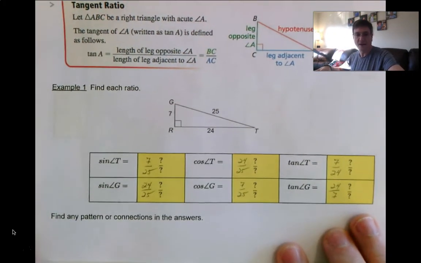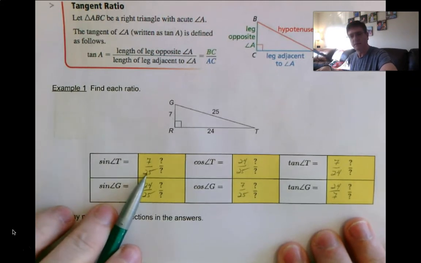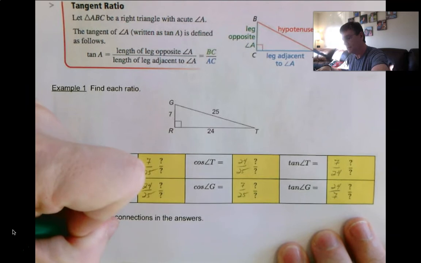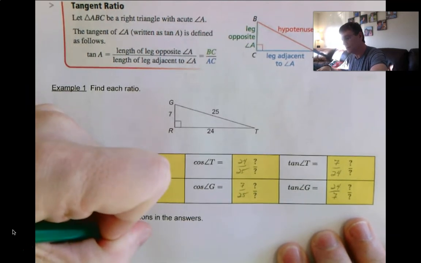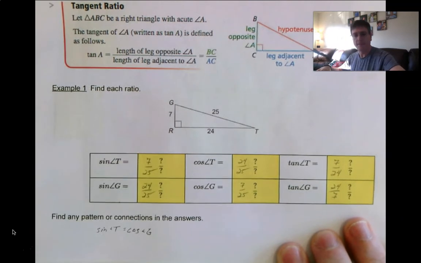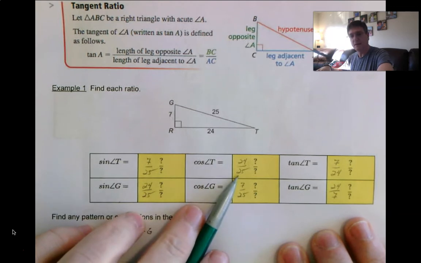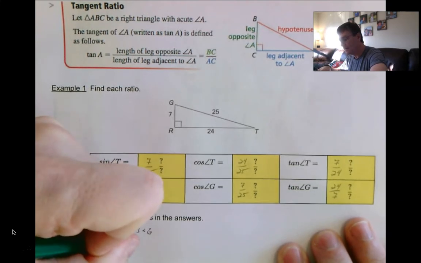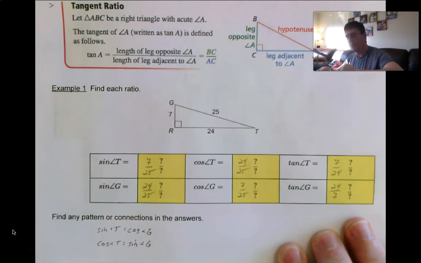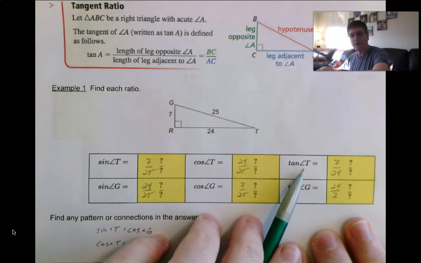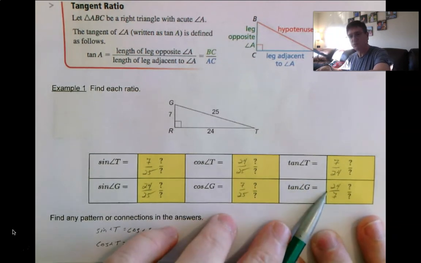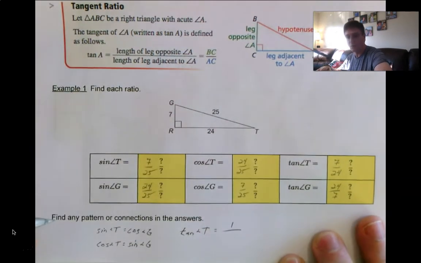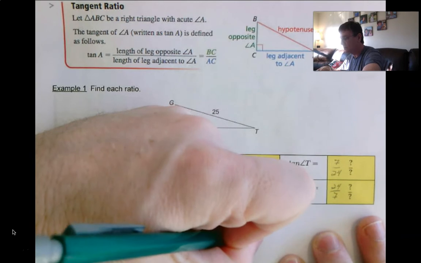All right. Find any patterns and or connections. Sine of angle T is equal to the cosine of angle G. Cosine of angle T is equal to the sine of angle G. Tangent of angle T is the reciprocal of tangent of angle G. Tangent of angle T equals the reciprocal, 1 over tangent of angle G.